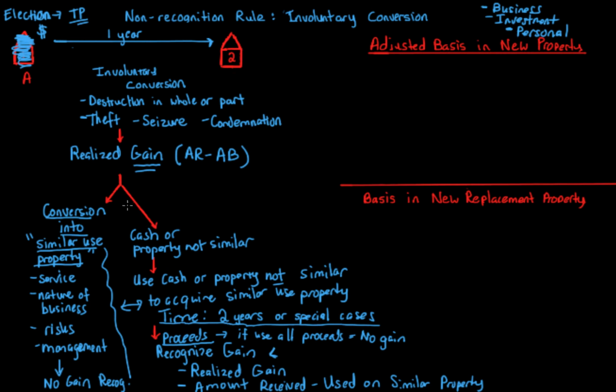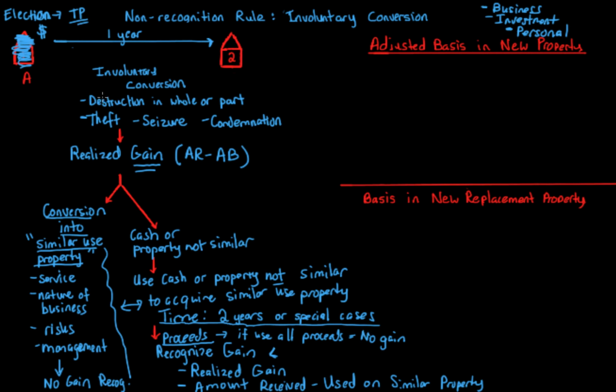Let me do another example. So example 1, A used all the proceeds, right? So there was no gain. Example 2, we had a $50,000 gain, right? Because $50,000 was the amount received, $450 minus the amount used on similar property, $400, gave us $50,000. So that gives you $50,000.